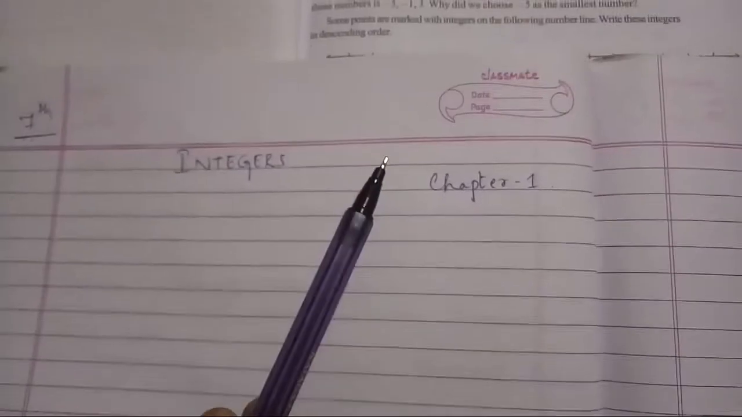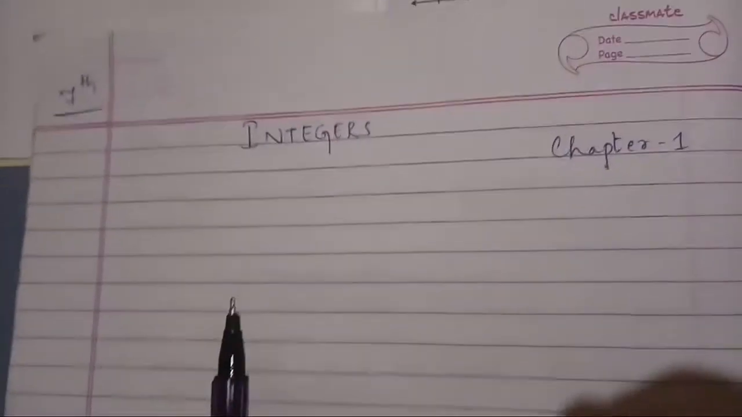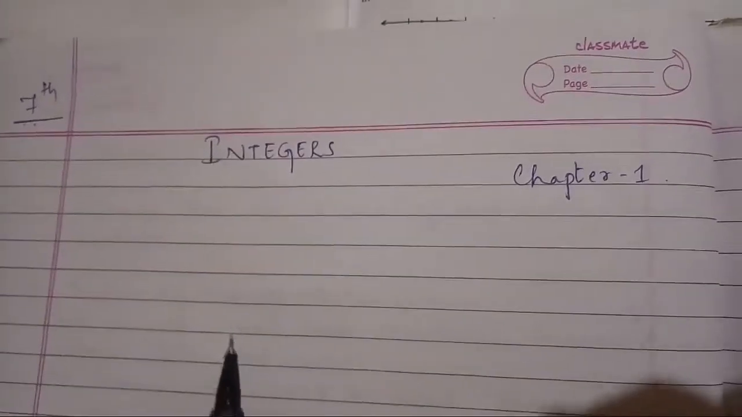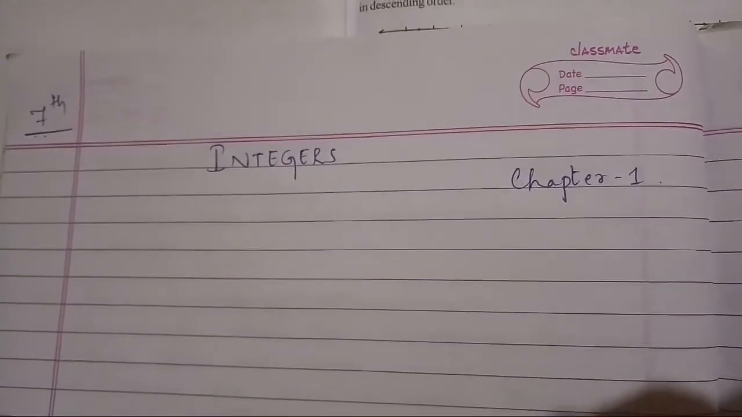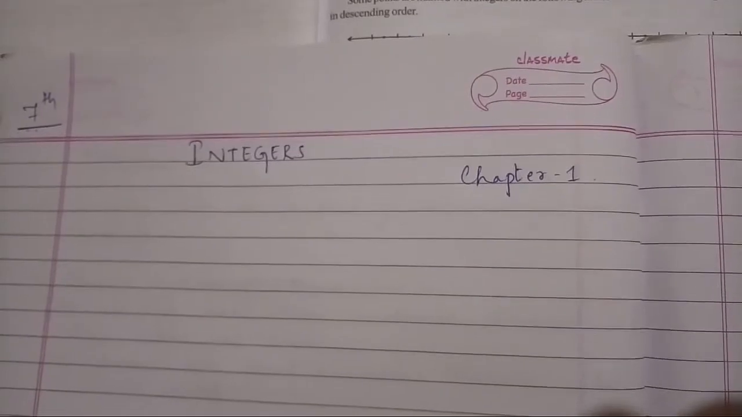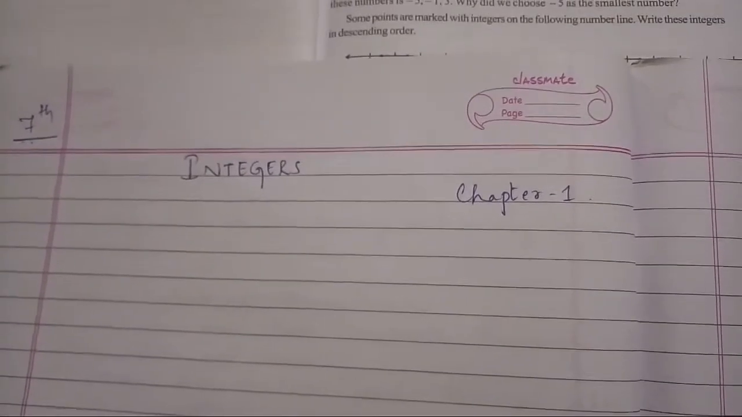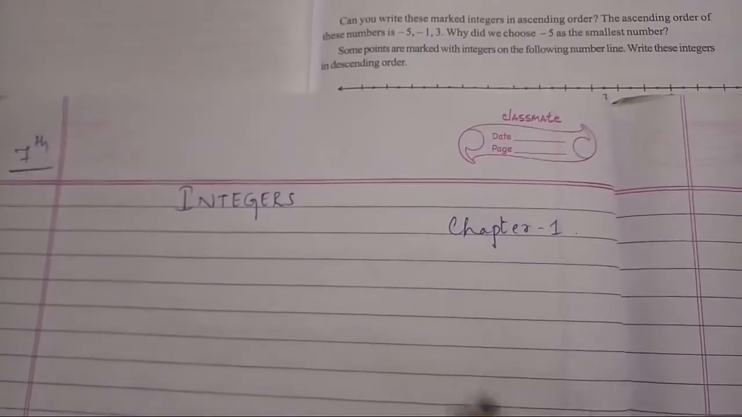Chapter 1, that is integers. You already learnt about whole numbers and natural numbers in the previous class. After these natural numbers and whole numbers, you will get integers. Integers consist of both natural numbers and whole numbers.